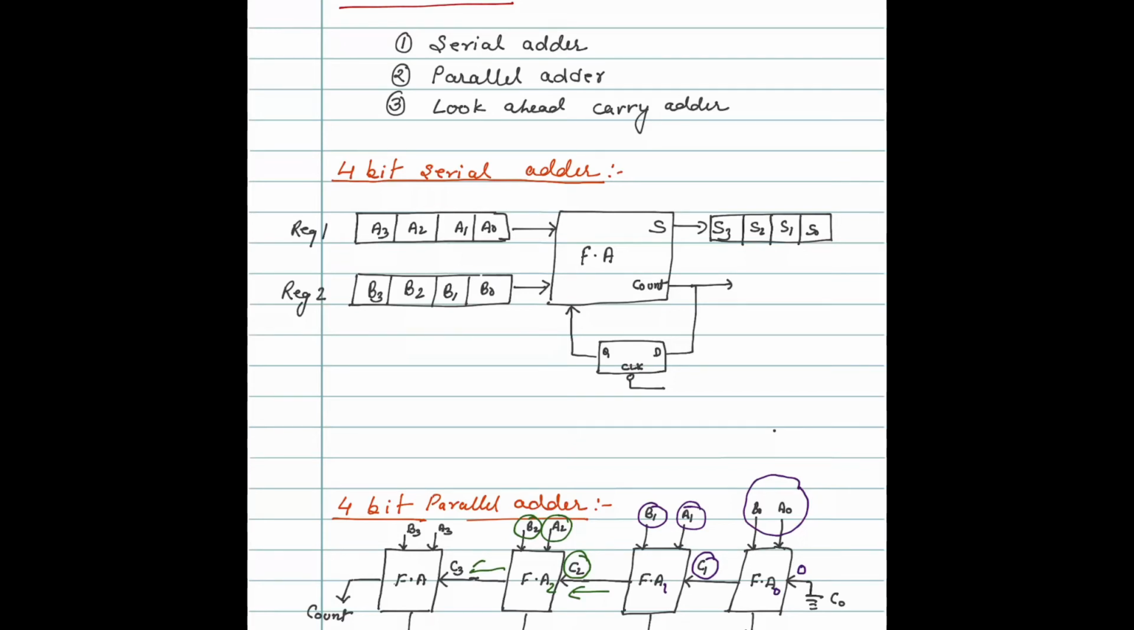If we need a 5-bit parallel adder we need 5 full adders. If we need an n-bit parallel adder then how many adders do we need? N adders. Okay, got my point? This is called the 4-bit parallel adder.